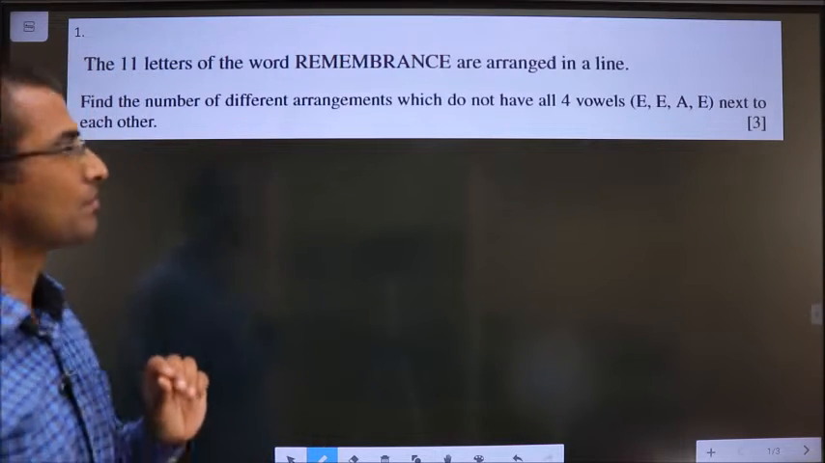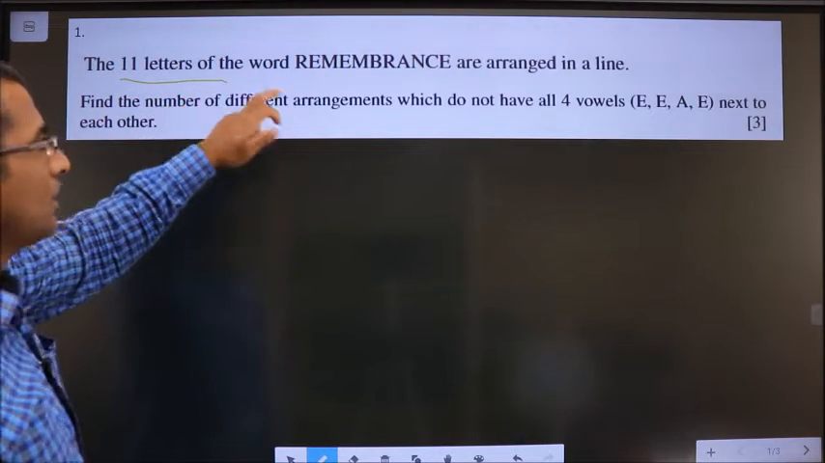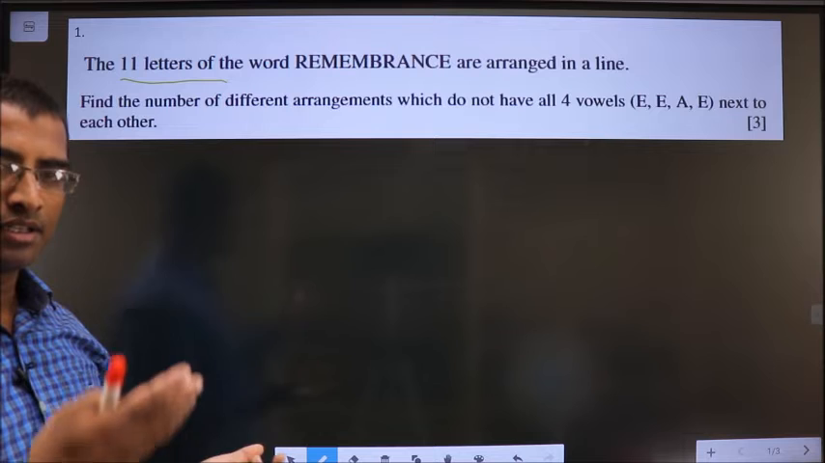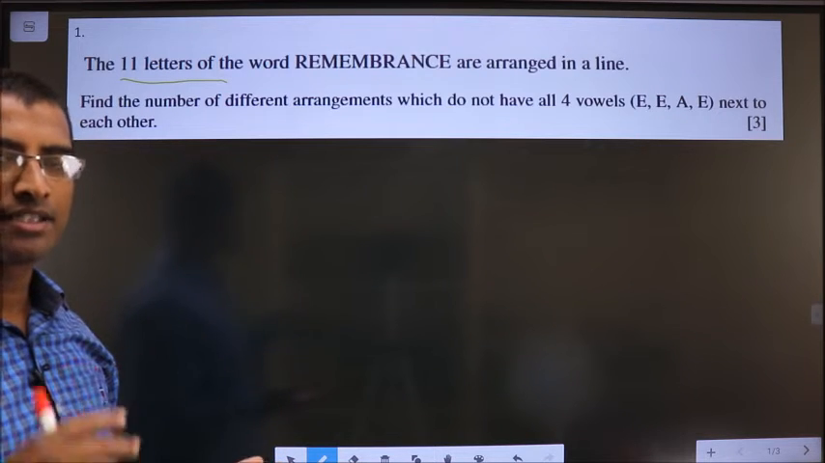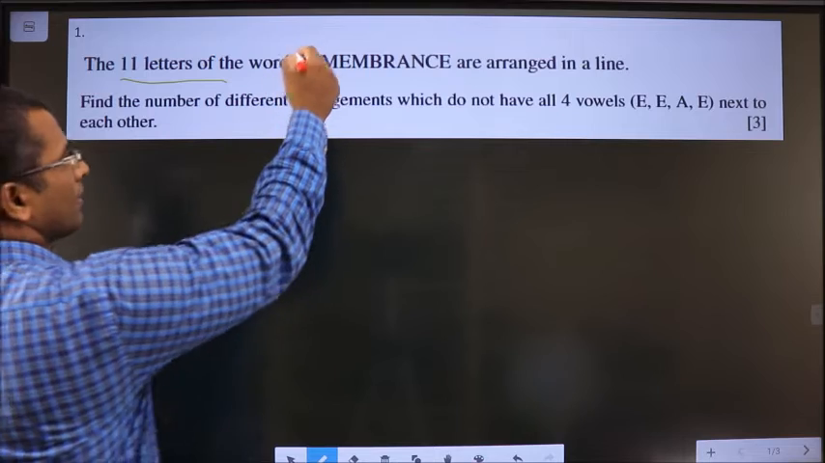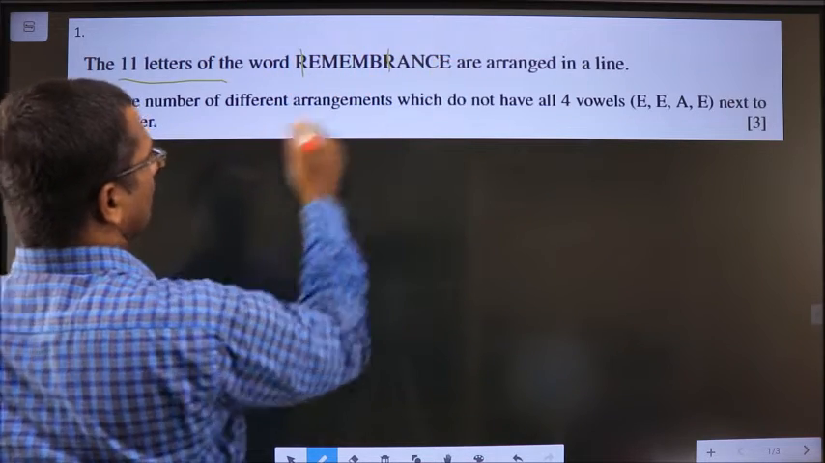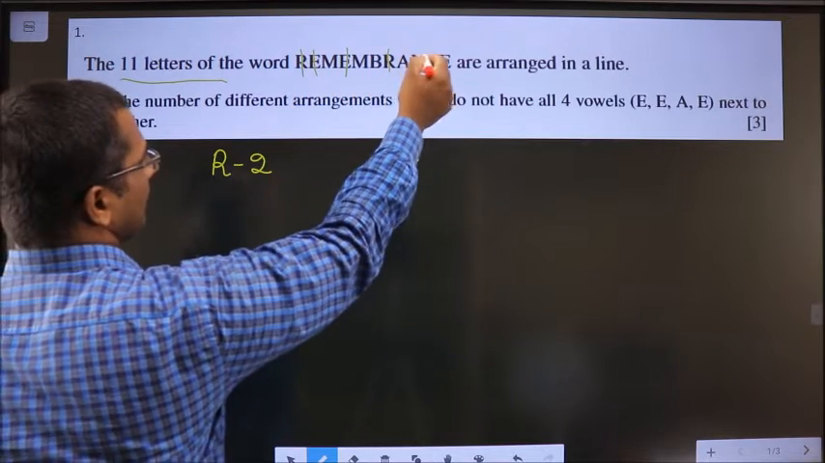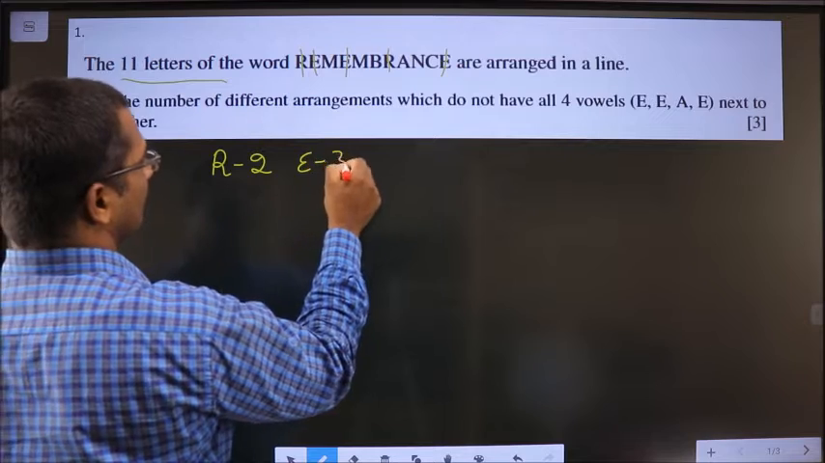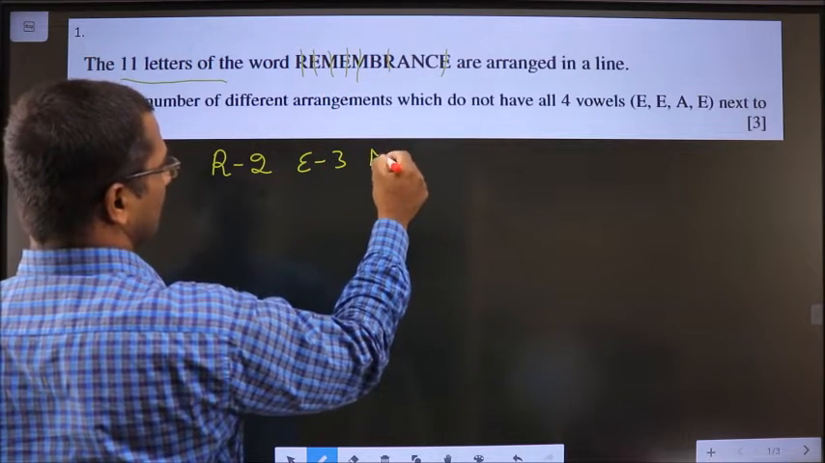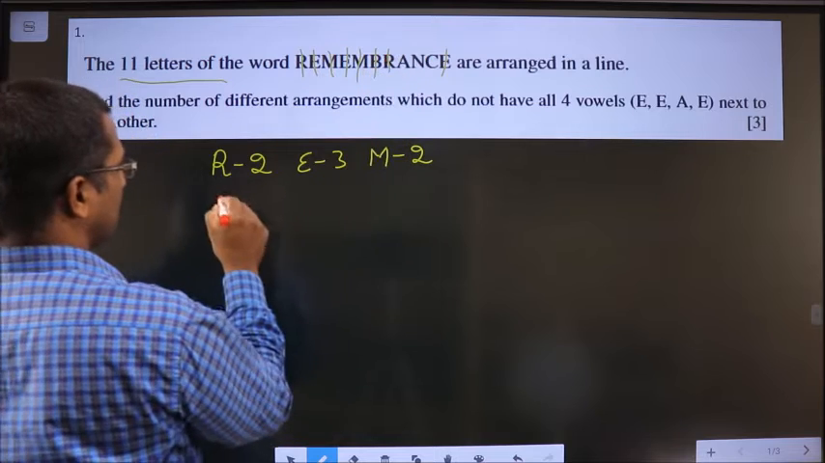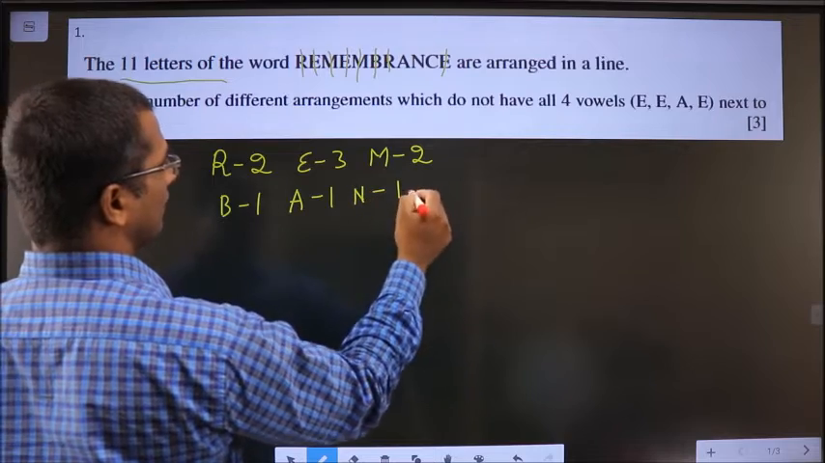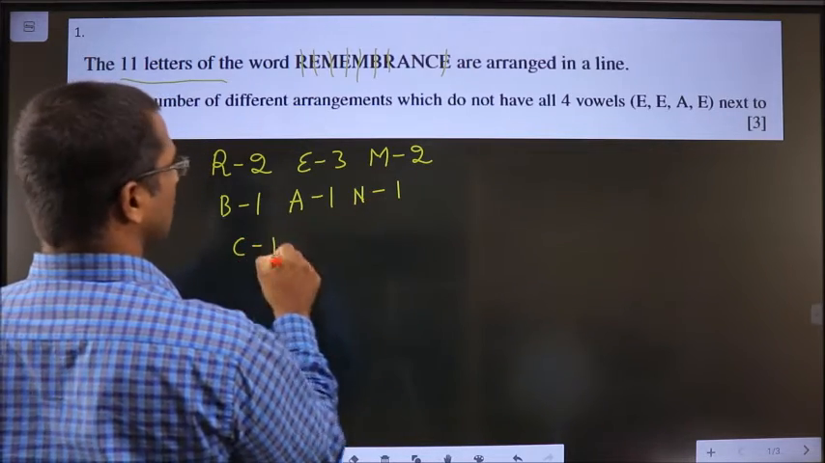Question 1. The 11 letters of the word are arranged in a line. Whenever you come across a word, it is good practice to write how many times each letter occurs. So R is present twice, E is present thrice, M is present twice, B is once, A also once, N also once, C also once.